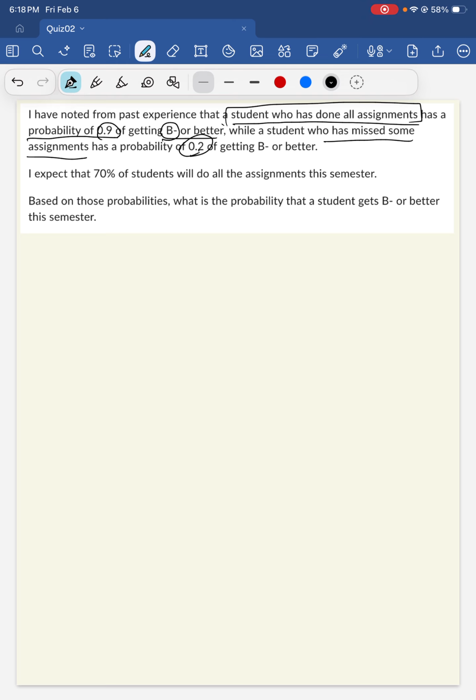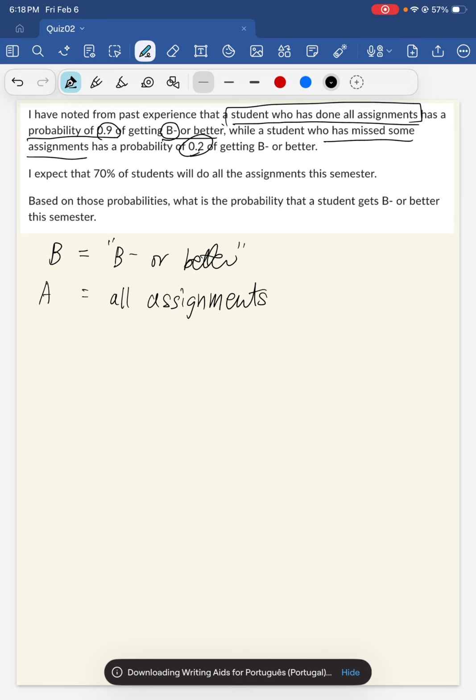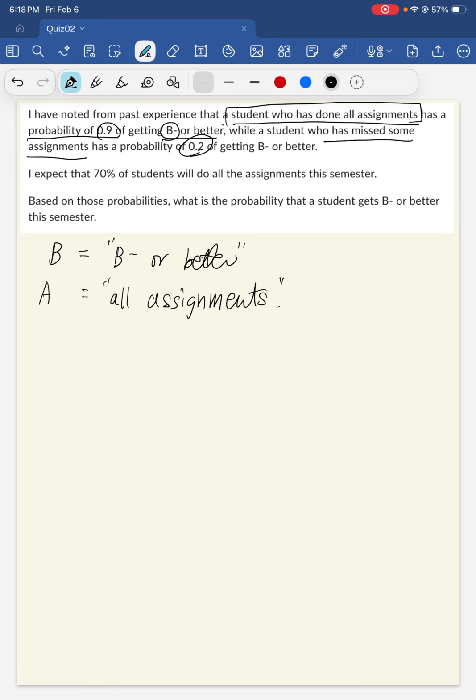So let me write it this way. Say B denotes the event B minus or better. And I will denote A for the event that a student finishes all assignments. Okay, so if you do all assignments, then what is the probability of getting B minus or better?